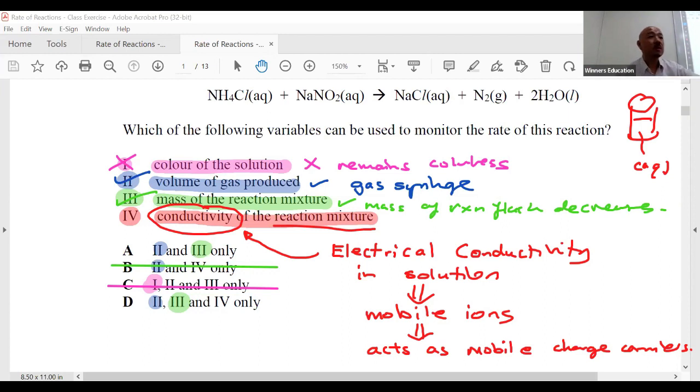So, hello, everyone, ready? So where can we find the ions? Yes? Let me write it out for you. I got NH4 plus ion. I got Cl minus ion. I got Na plus ion. I got NO2 minus ion. Before and after. The right side, I have Na plus ion. I have Cl minus ion.